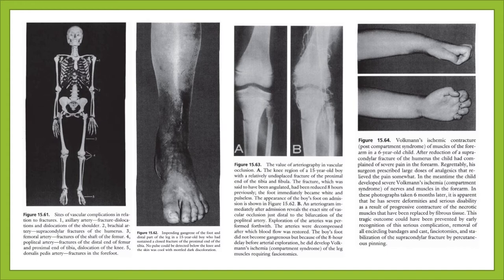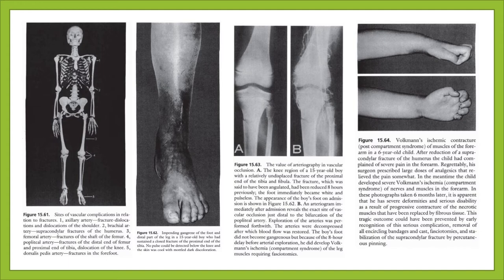Brachial artery, supracondylar fractures of the humerus. 3. Femoral artery, fractures of the shaft of the femur. 4. Popliteal artery, fracture of the distal end of femur and proximal end of tibia, dislocation of the knee. 5. Dorsalis pedis artery, fractures in the forefoot.